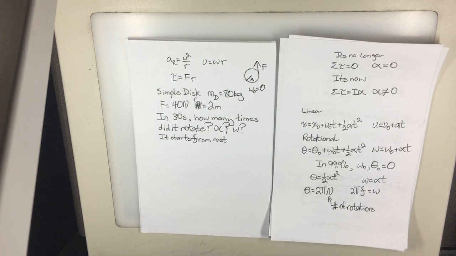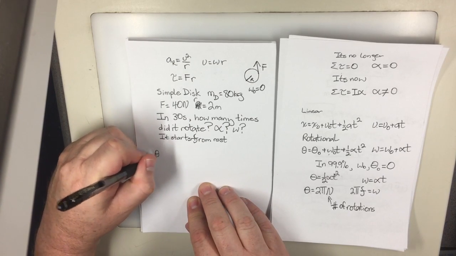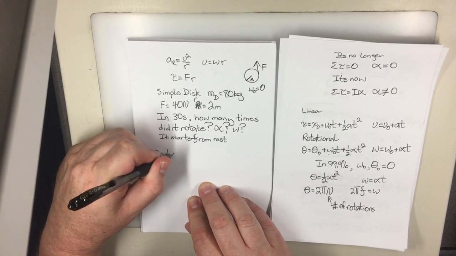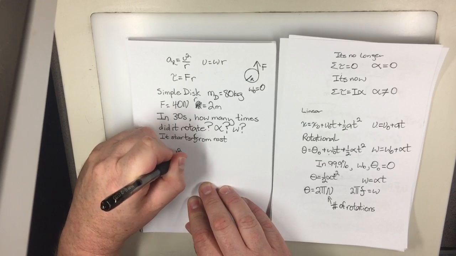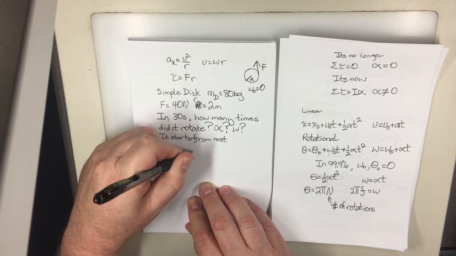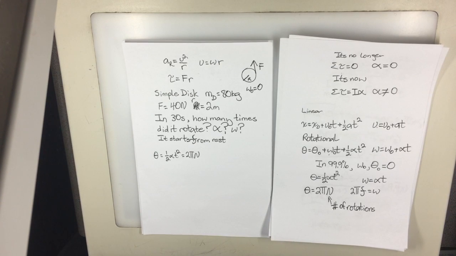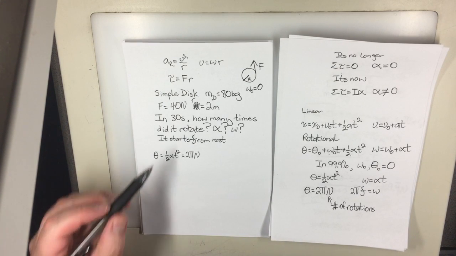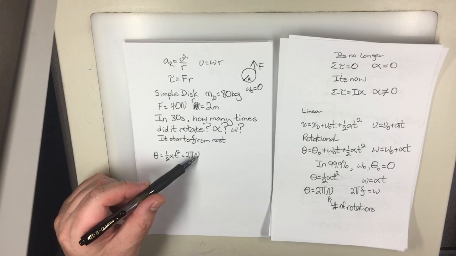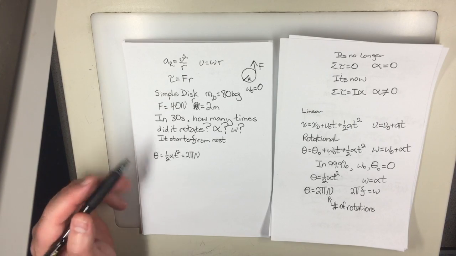So with a problem like this, how I typically do this is I just dump out equations onto the page and then just start seeing how they merge together. I know I've got a rotation, so theta equals 1/2 alpha t squared. And I know that that theta is 2 pi n. That introduces the idea of how many times did it rotate.